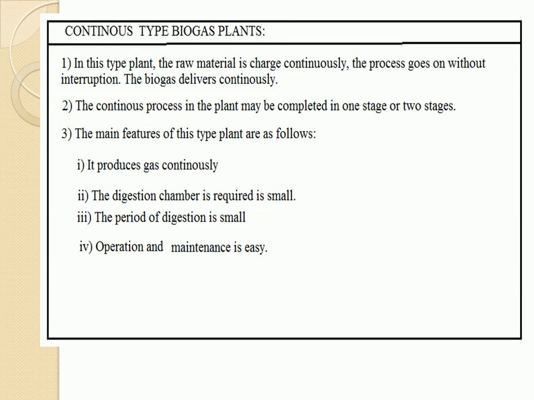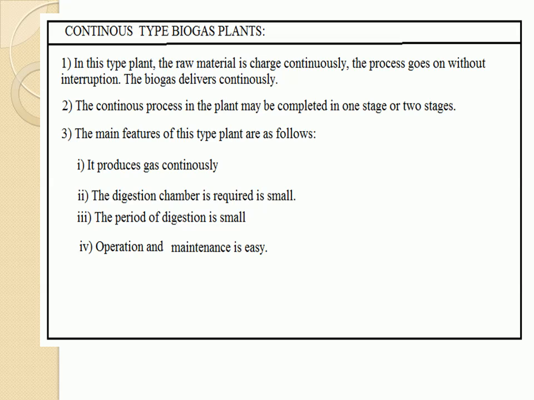So, in continuous type biogas plants, the name itself gives the information: the raw material is charged continuously, the whole process goes on without interruption, and biogas is supplied continuously. In continuous type, the raw material is continuous, and the generation and delivery of gas is also continuous. Such a type of plant is referred to as a continuous biogas plant.